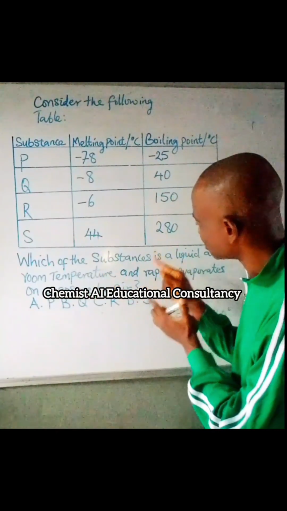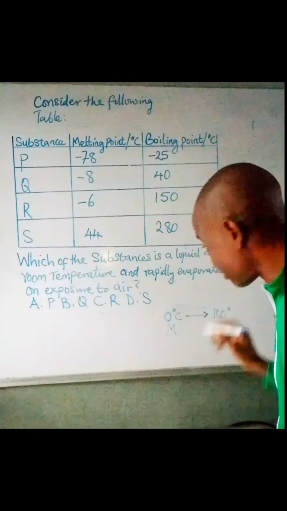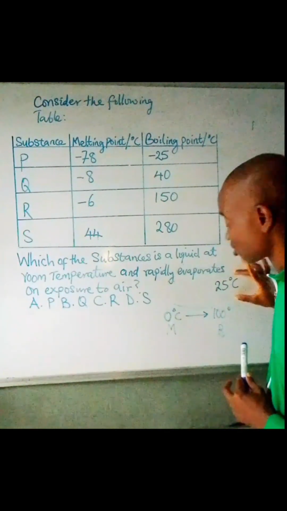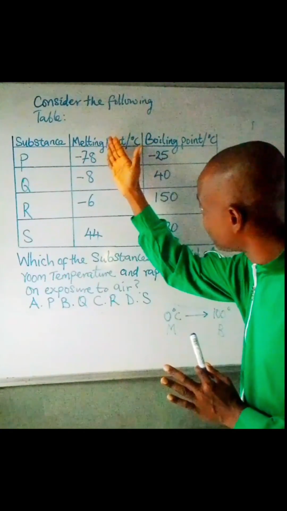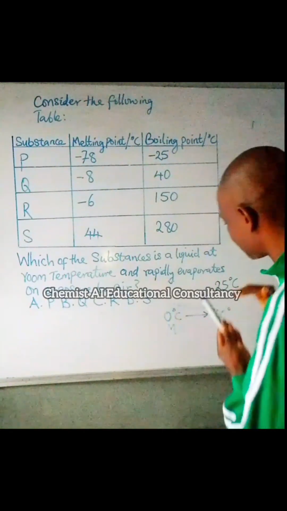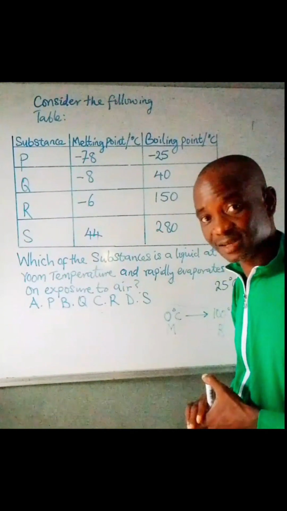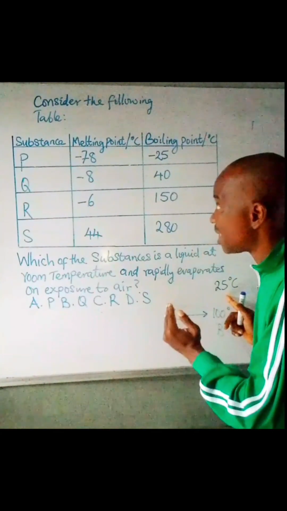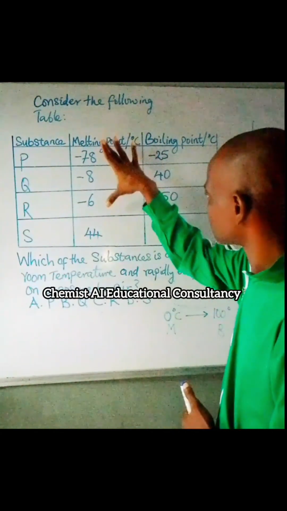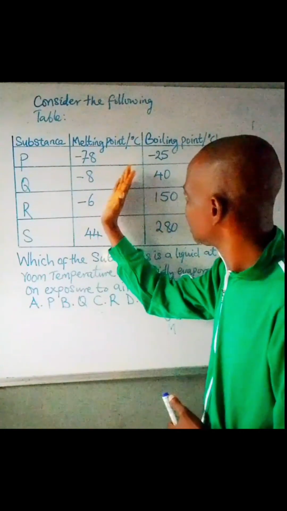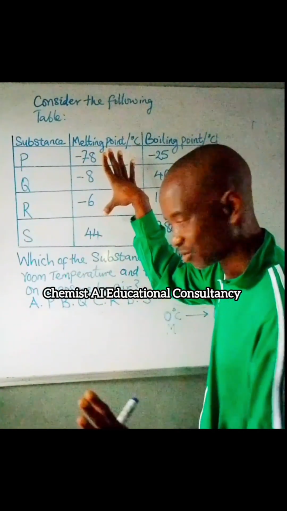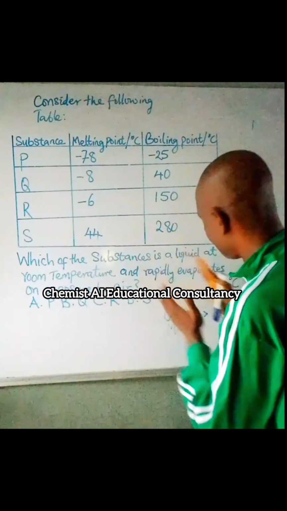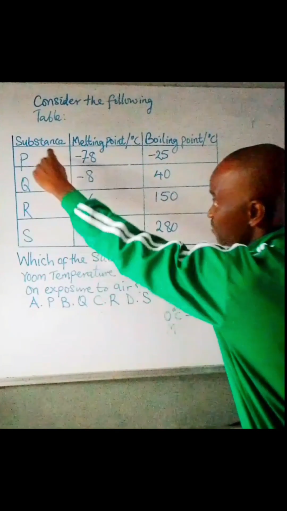The question is saying a substance is liquid at room temperature. Room temperature is 25 degrees Celsius, right? And the substance is liquid here. But we have melting point and boiling point. So for a substance to be liquid at room temperature, it means that it will either melt at room temperature or melt below it. So all these substances that have melting points that are below 25 are captured. S is out of the picture. The substances that have melting point that is below 25 degrees Celsius are P, Q, and R.